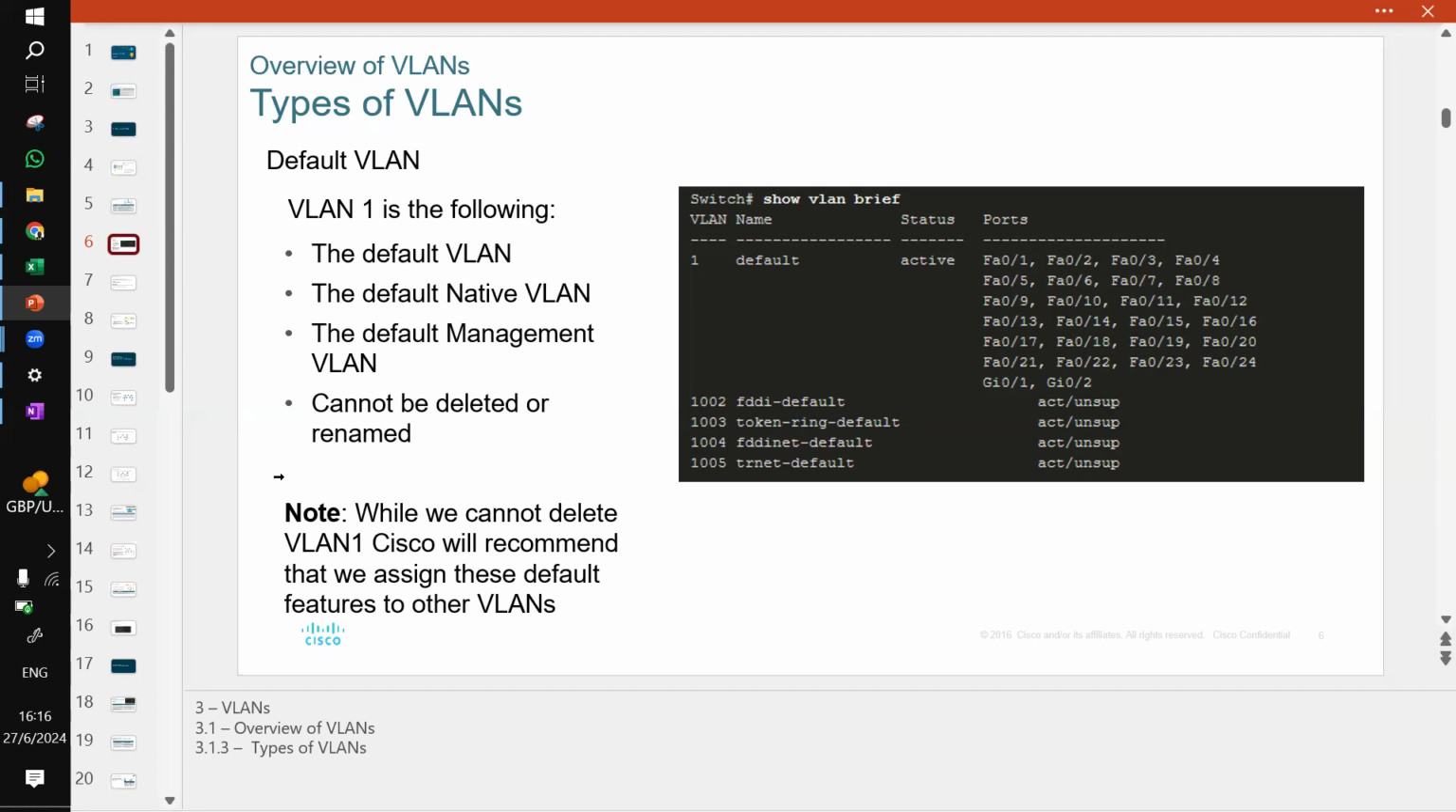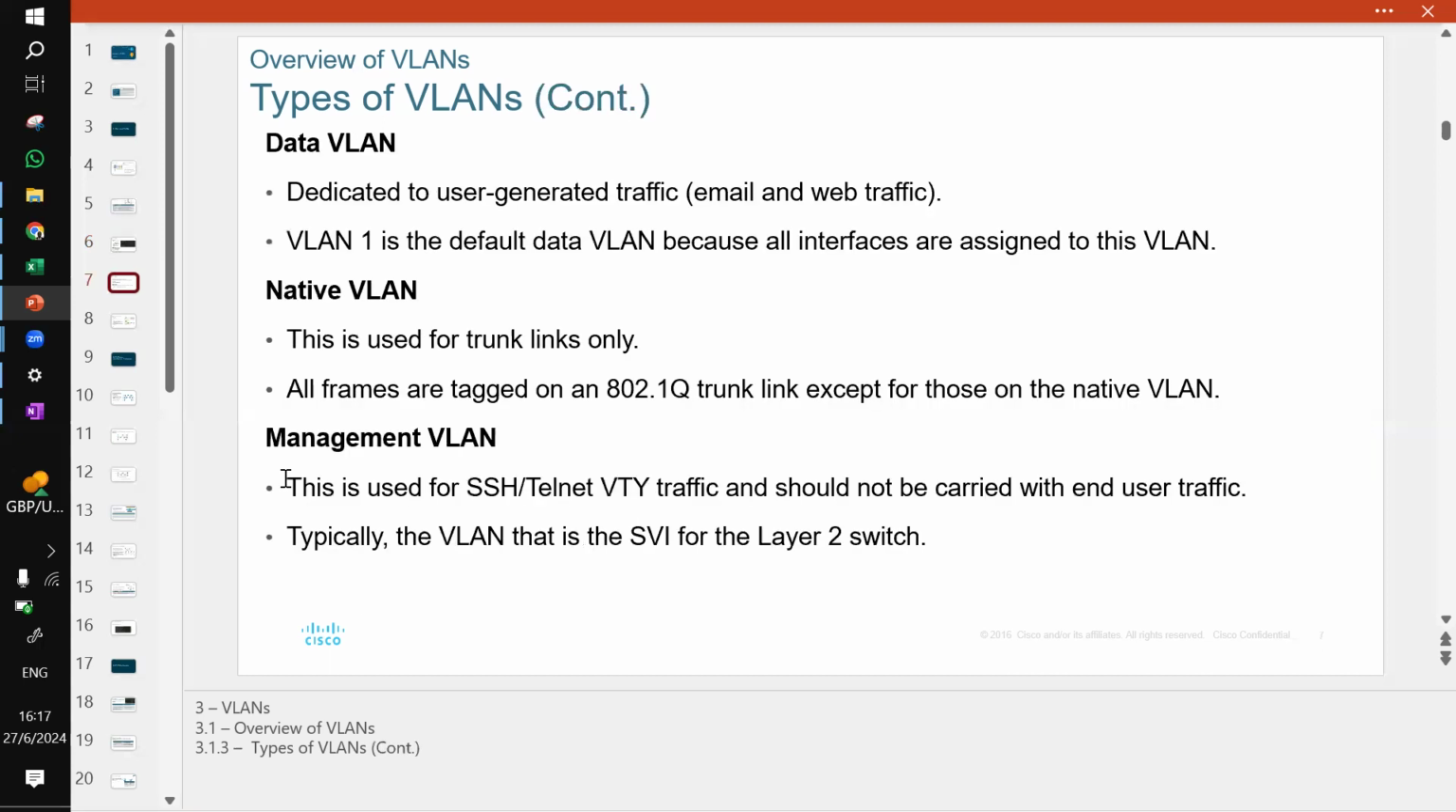And every port by default belongs to VLAN 1. You cannot delete that VLAN. That's the default VLAN, right? Other types of VLAN we have are data, native, and management. With data, you can create a data VLAN that carries user traffic, user data.